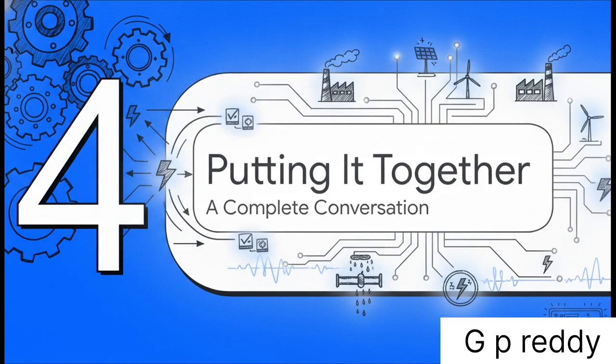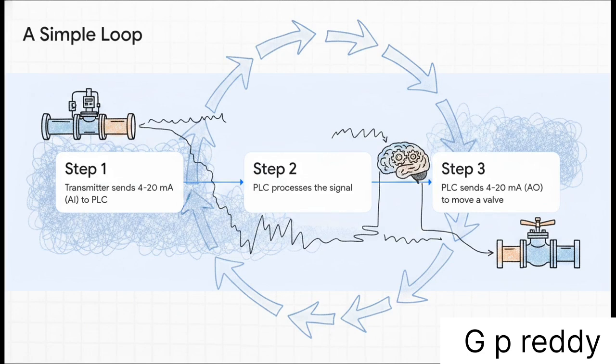Section 4. Putting it all together. A complete conversation. It's really crucial to realize that without these signals acting in perfect harmony, the modern manufacturing, water treatment, and power generation facilities we absolutely rely on would just instantly halt. Let's walk through a perfect, simple example from our source material that beautifully illustrates a complete sentence in machine language.